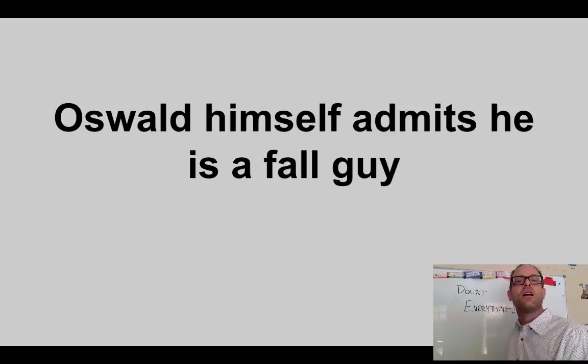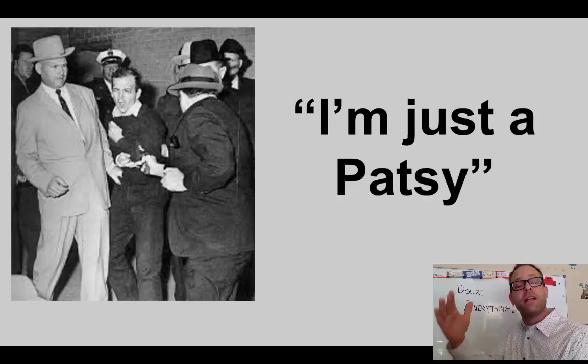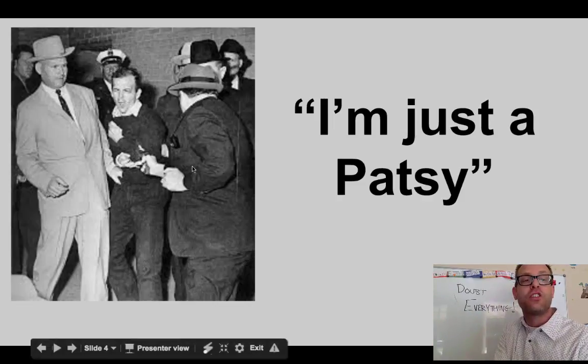There's a great clip where Oswald himself is in custody and he admits he's a fall guy. He even says, "I'm just a patsy. I'm not the person who did this." And then, of course, this patsy is shot hours later by Jack Ruby, someone who has extensive contacts with the mob. So it's a little suspicious that when he's taken into custody, Lee Harvey Oswald says, "I didn't kill the president. I'm just a patsy." And before he can explain what he means, he gets shot and killed by Jack Ruby right here.